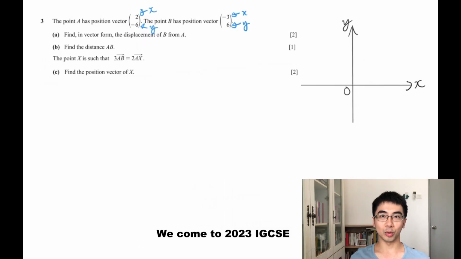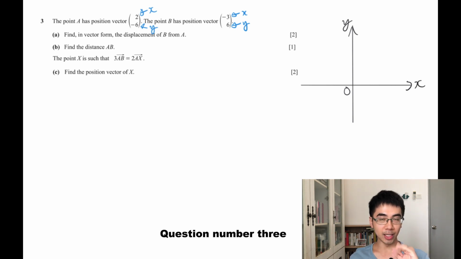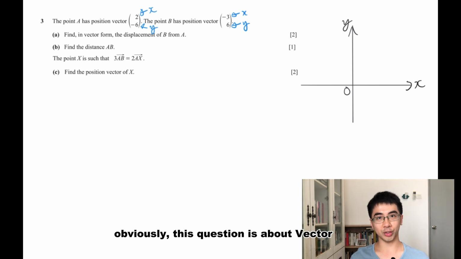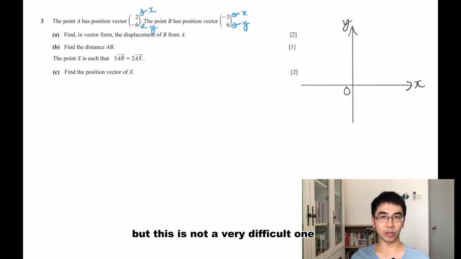So now we come to 2023 IGCSE October and November Additional Mathematics Paper 1 Set 1, Question number 3. Obviously this question is about vectors, but this is not a very difficult one. We can just draw point A and point B on the coordinate plane.